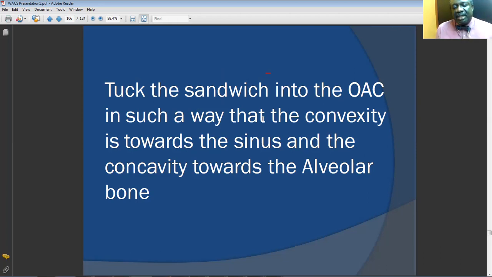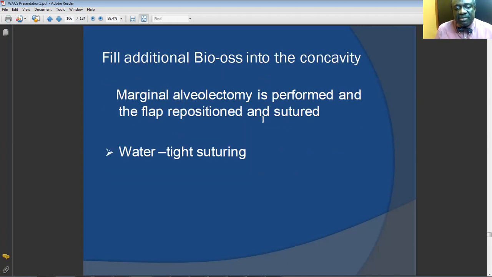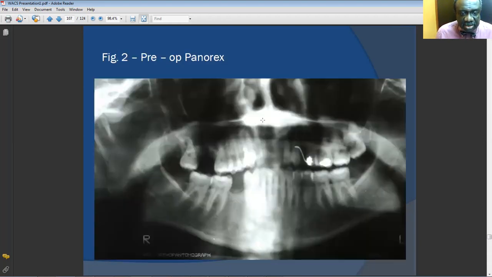So the convexity which is towards the sinus has a smooth surface, and the concavity which is towards the alveolar bone has a rough surface. And then you can fill additional bone into the concavity and marginal alveolectomy is performed, and then the flap is repositioned and sutured, and it has to be watertight sutured.